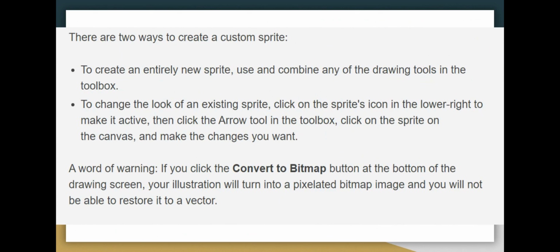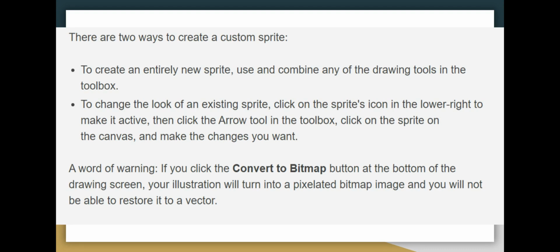There's two ways that you can create a custom sprite. First of all, you can make an entirely new sprite, and that's what we're going to start off by doing this time. The other thing you can do is take an existing sprite like Scratch Cat, click on the sprite's icon to make it active, click on the arrow tool, and then click on the sprite and make changes that you want.